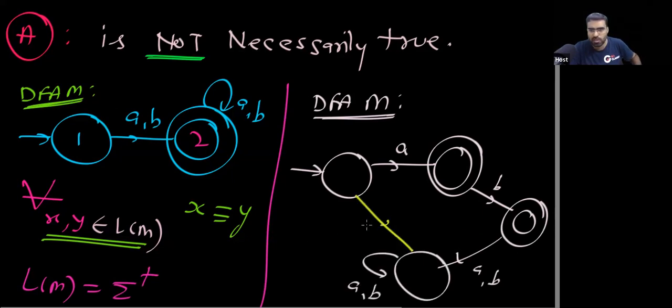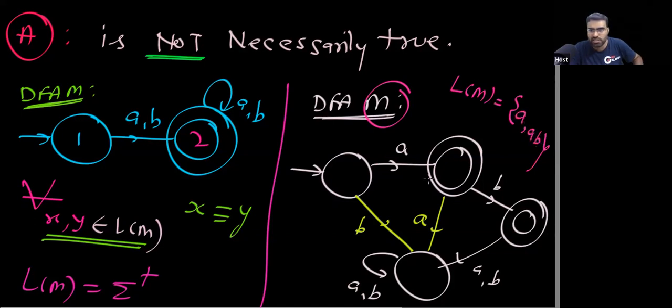So let's assume this is your DFA. I have given you a DFA. You tell me what is L of M. If this is your DFA, then what is L of M? So you can notice we are accepting string A. We are also accepting string AB. This is the language. Your language is {A, AB}. Yes or no?